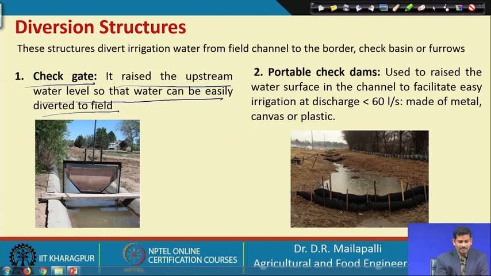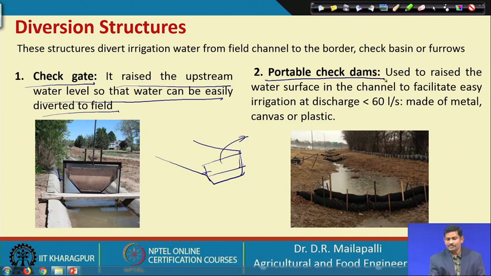Suppose here the water level is low. If you have a structure here that obstructs the flow and increases the water level, then it is easier to divert this flow to the fields.